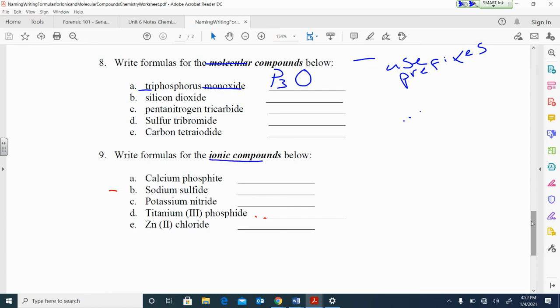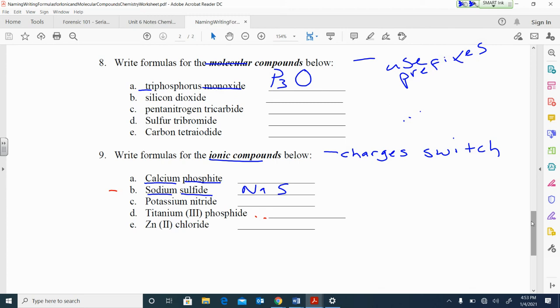Write the formulas for an ionic compound. Again, ionic compounds are ions, they have charges, so they have charges that you switch. Remember, you have to write their charges above them and switch them to get their little subscript numbers. So I can go ahead and write their symbols. We'll do two of these. I'm going to start with this one because it's easier. Sodium sulfide. So sodium symbol is Na. Sulfur symbol is S. Now to figure out their little subscripts, I'm going to write their charge.